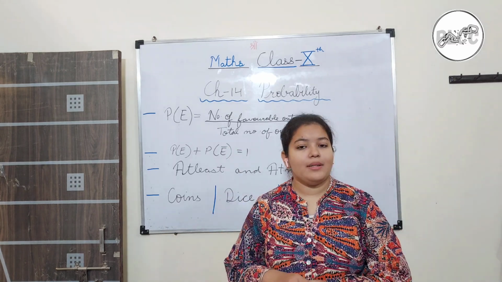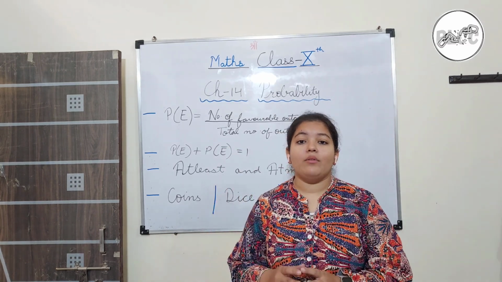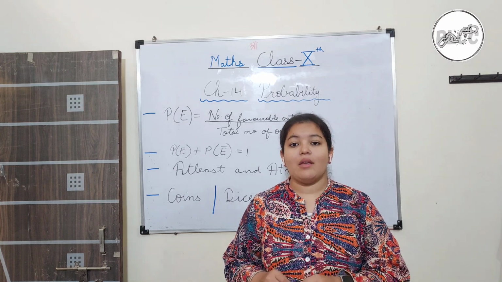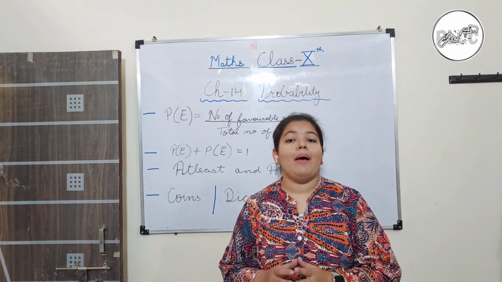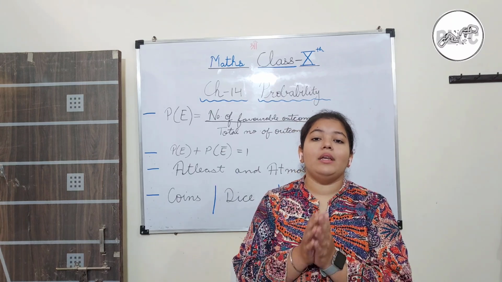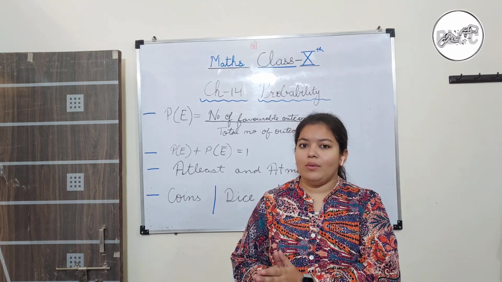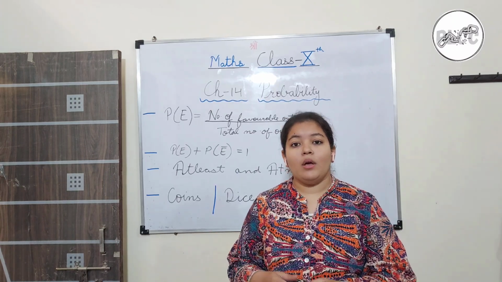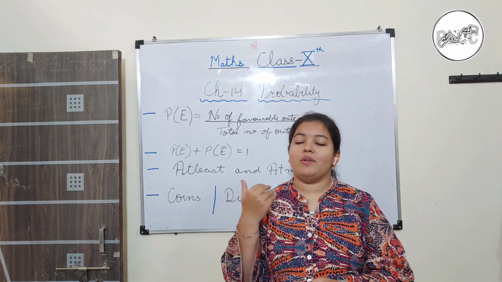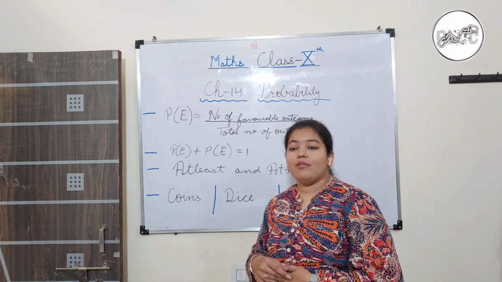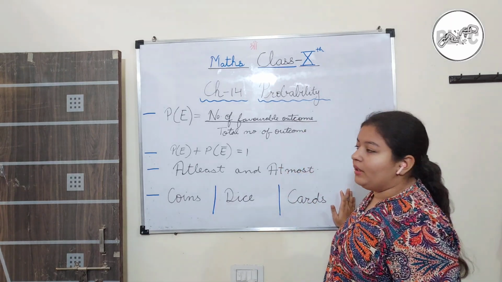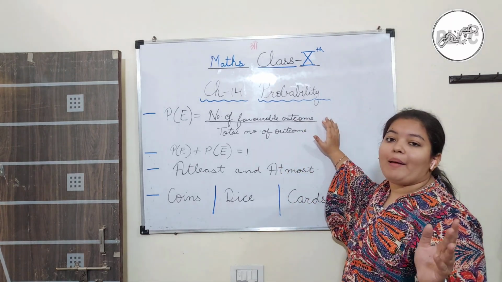Then impossible event. What is an impossible event? The probability of the event is 0. That means it will never occur. Suppose the question says find the probability when rolling a die will give you a number more than 7. It's not possible because every number is less than 7. So the probability will be 0 upon 6, which will give you 0. This was an impossible event.